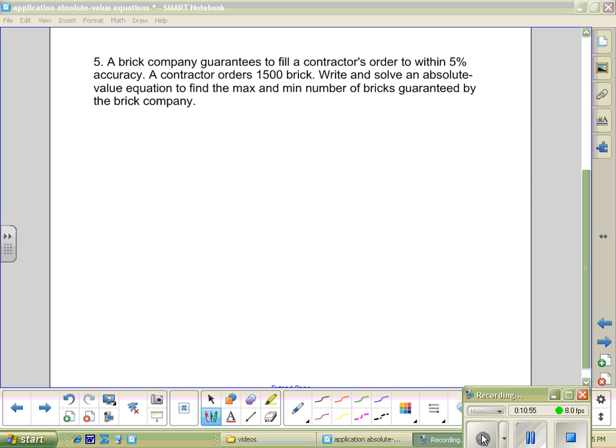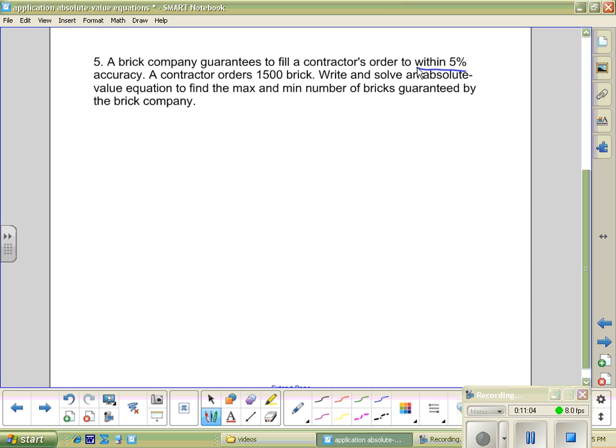Okay, so let's take a look at number 5. It says that a brick company guarantees to fill a contractor's order to within 5% accuracy. Okay, so a contractor orders 1,500 bricks. Write and solve an absolute value equation. Well, it looks like the first thing we need to do is figure out what 5% of 1,500 is, because we need to be within 5% accuracy.